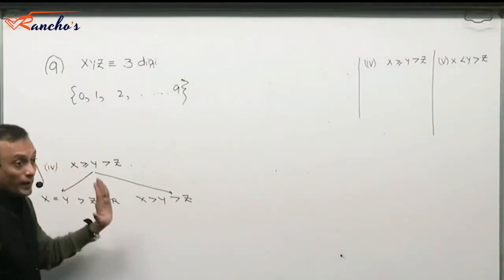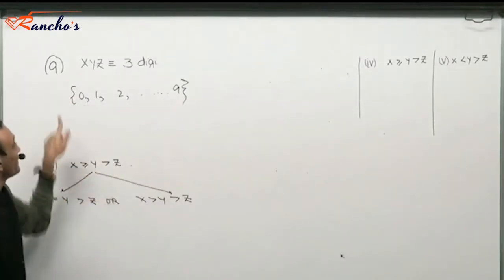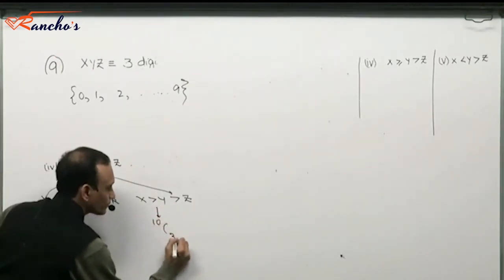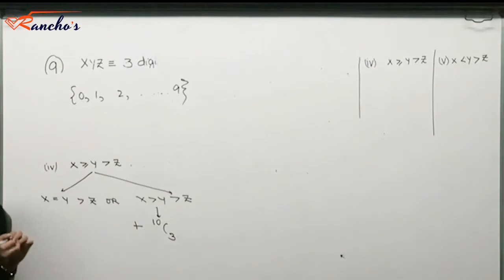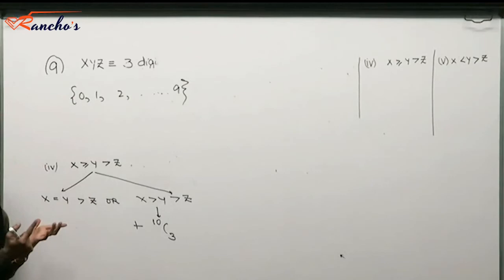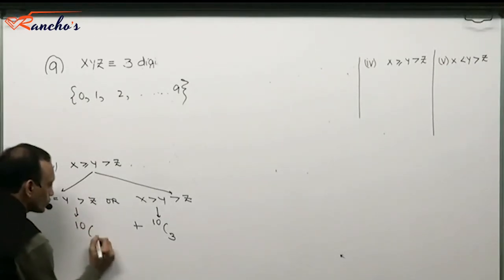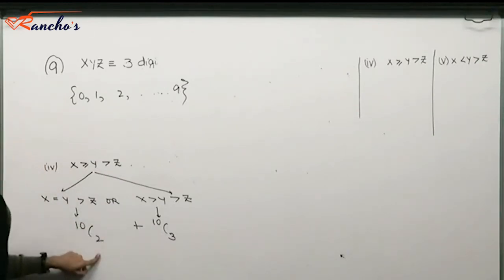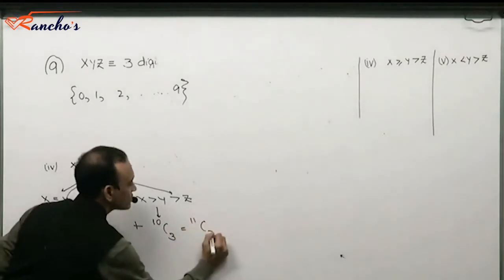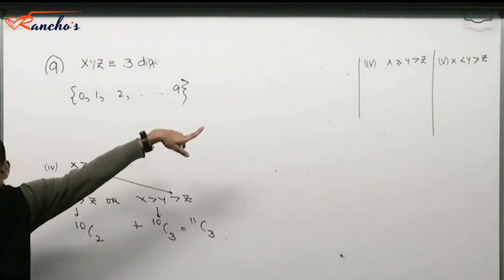So it's now about selecting 3 from 10. There are 10 digits, I want to select 3. So this would be 10C3. Now, in this it is 10C2, because I have to select x and z only. So this would be 10C2. nCr plus nC(r minus 1) is (n plus 1)Cr. So that makes it 11C3. That's case 4. Right? Yes or no?